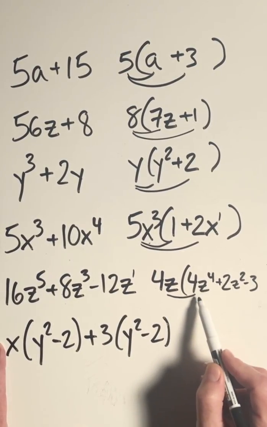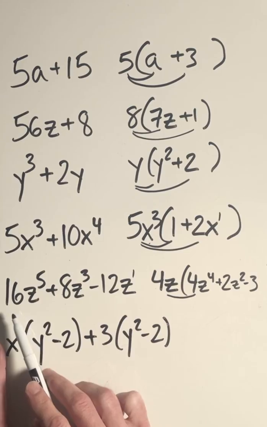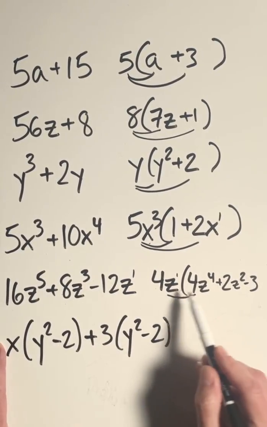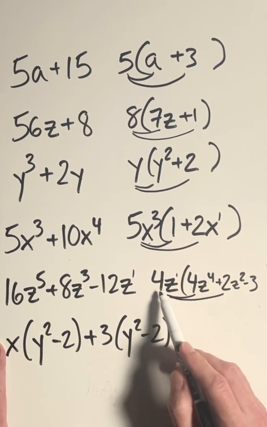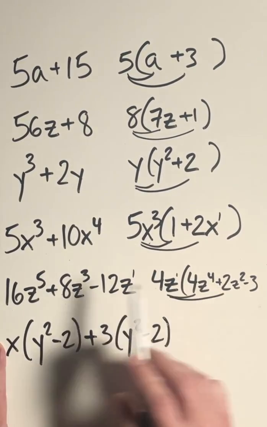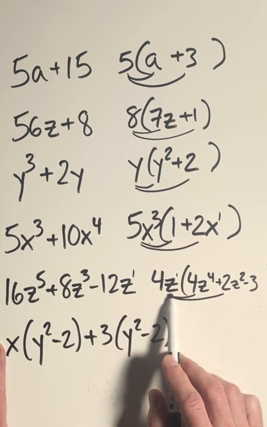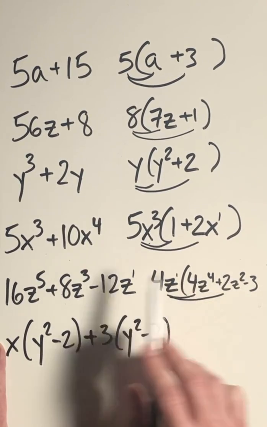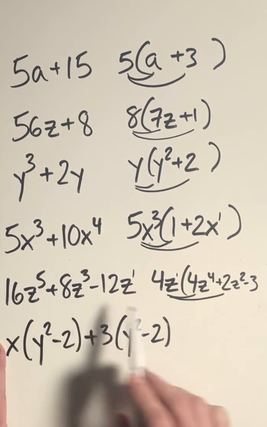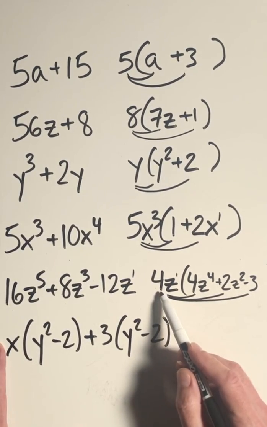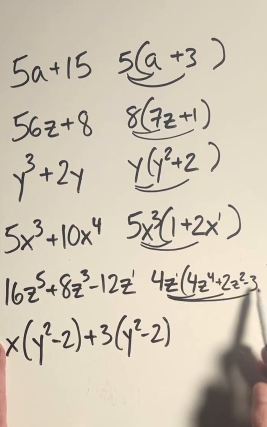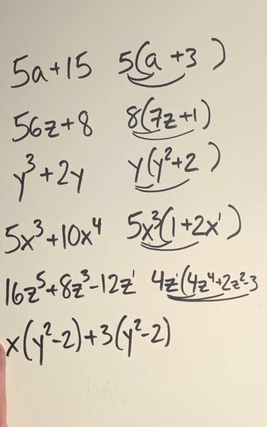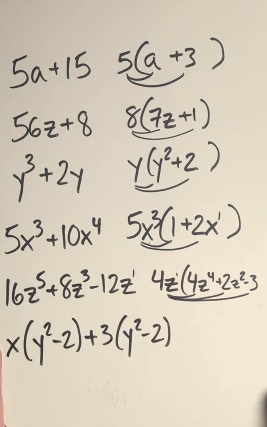4z times 4z to the 4th, well, 4 times 4 is 16. Z to the 1st times z to the 4th is z to the 5th, so that's correct. 4 times positive 2 is positive 8. Z to the 1st times z to the 2nd is z to the 3rd, so this one's correct. 4 times negative 3 is negative 12, and z times no variable here at all is just z, so I know that we've done this correct.